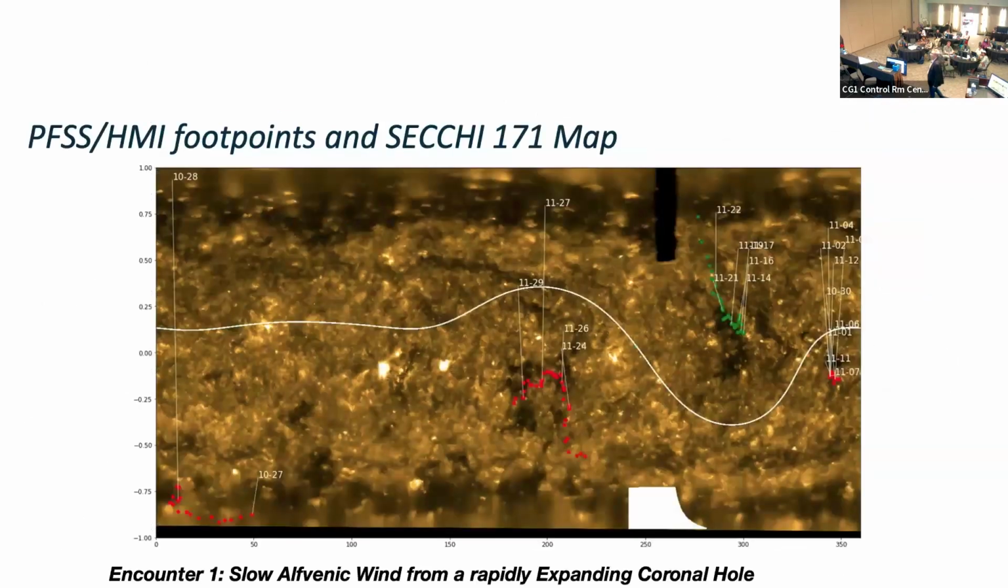Where did the solar wind that Parker saw at first perihelion come from? Well, this isn't perihelion. We're close to solar minimum. This isn't perihelion either. Perihelion's here. The solar wind came from a very small coronal hole. It was expanding dramatically. And this comes to the final two topics in the last 5 minutes.